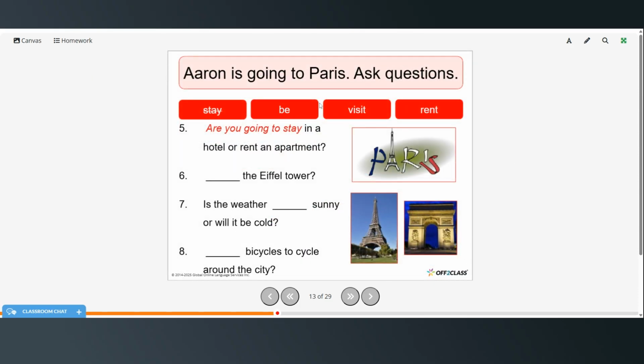All right, so Aaron is going to Paris, and you can ask some questions using the verbs here in the boxes. The first one is already done for you. Are you going to stay in a hotel or rent an apartment? So go ahead and try the rest of these on your own, and then restart when you're ready to check your answers.